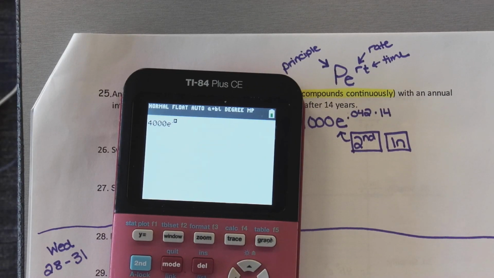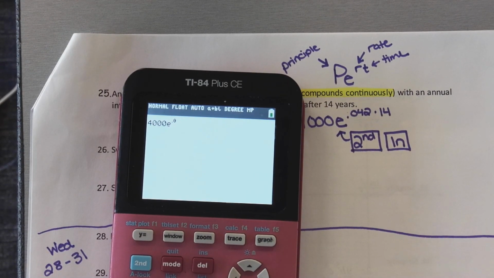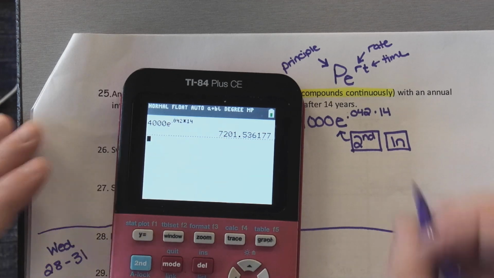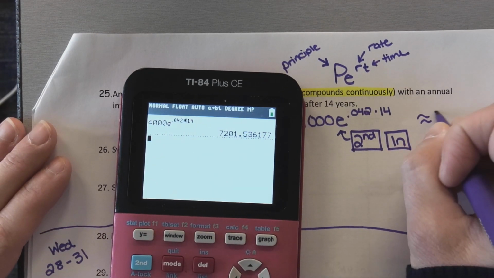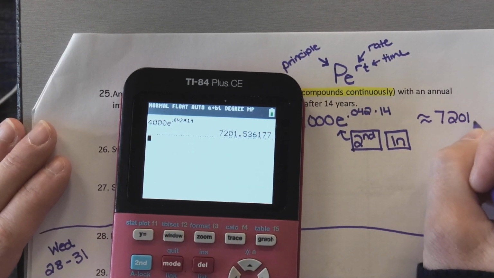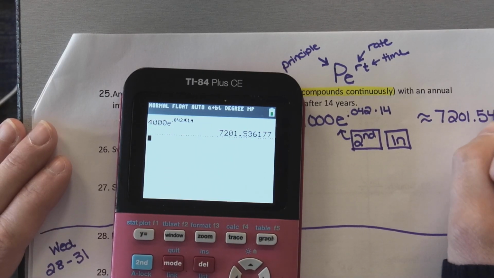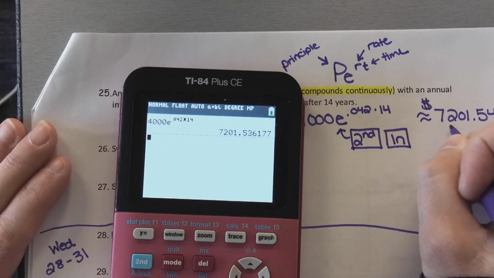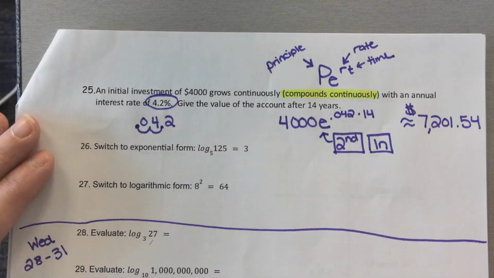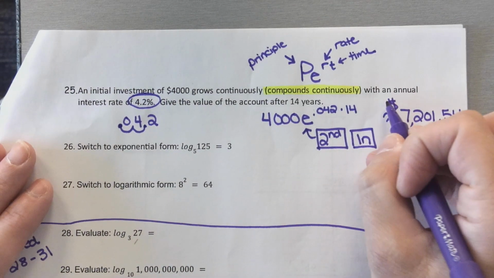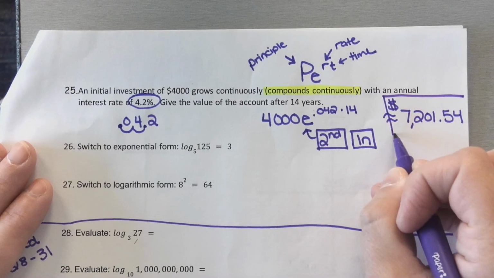And I'm going to type in 0.042 times 14. And I get $7,201.53. I'm good if you leave it at 53 cents or if you round it up to 54 cents. I feel like you could argue it either way, but remember we need 2 spots after the decimal.